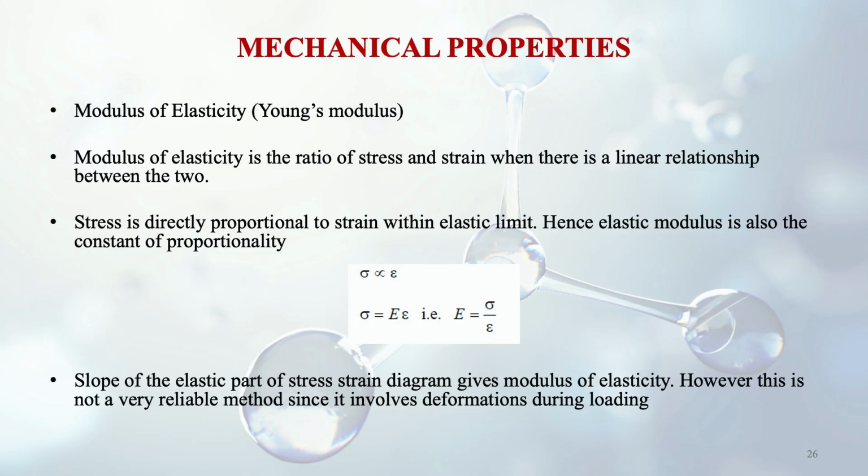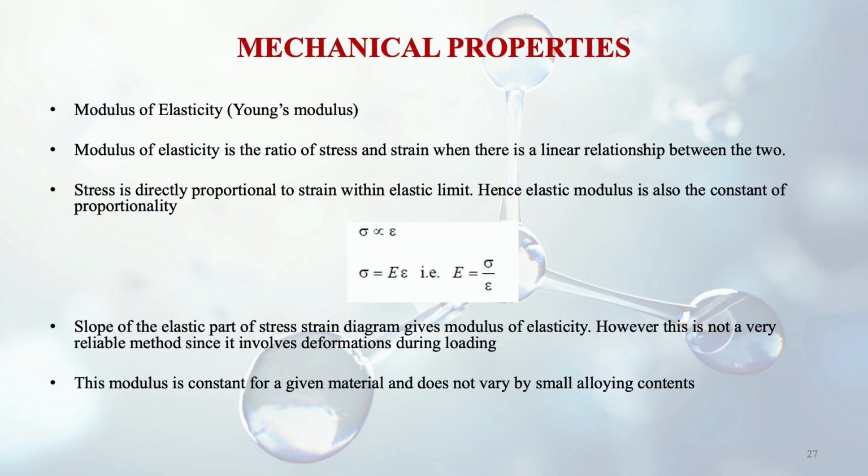But this is not a very reliable method since it involves deformations during loading. There are certain kinds of deformations, so we cannot say that this will always be linear and we can get the modulus of elasticity just by taking the slope. This modulus of elasticity is constant for a given material, meaning it's a material property. It will not vary by a small addition of alloying contents.